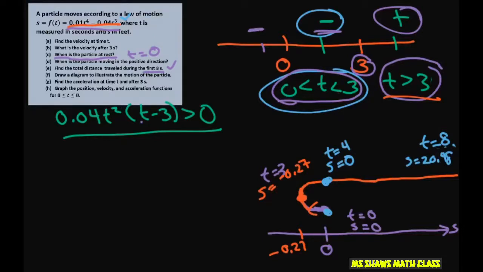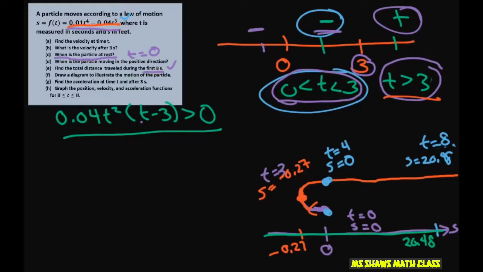And right here would be about 20.48. I'll write it right here. All right, so that's your s values here.